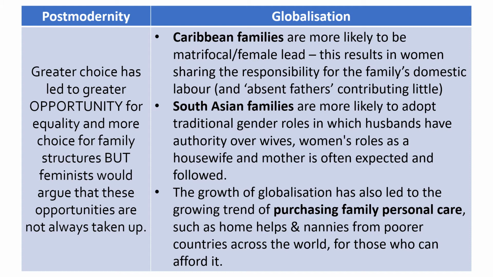Okay, you then learned a little bit about postmodernity and how greater choice has led to greater opportunity for equality and more choice for family structures. And you may have read some things about negotiated families and negotiated roles, and the ways that we negotiate the things that we do within the family now due to greater choice. That's because there's more acceptance of things like house husbands and the new man, for example, that I was talking about before. All of these changes have occurred, which mean that in postmodern society there's more choice.